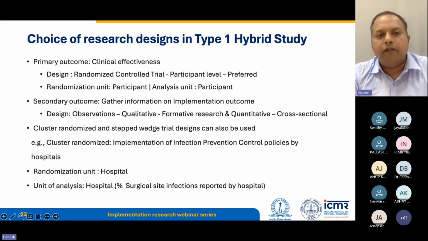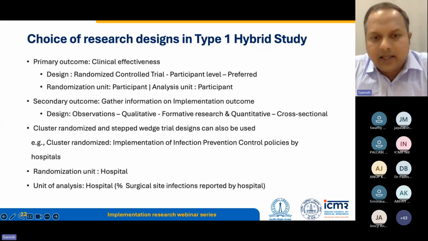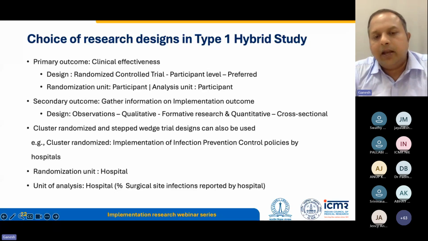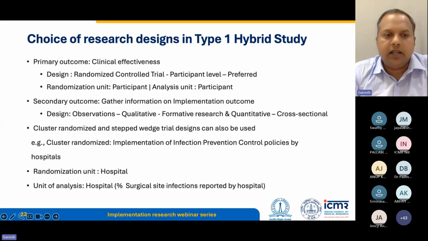Qualitative could be formative research to understand how the intervention is being adopted. Quantitative could be a cross-sectional study of whether there is acceptability of this intervention among the participants or the providers. That's the hybrid: still, we are collecting some information on implementation outcomes. Type 1 hybrid studies also adopt cluster randomized and stepped wedge trial designs. They can also be used.